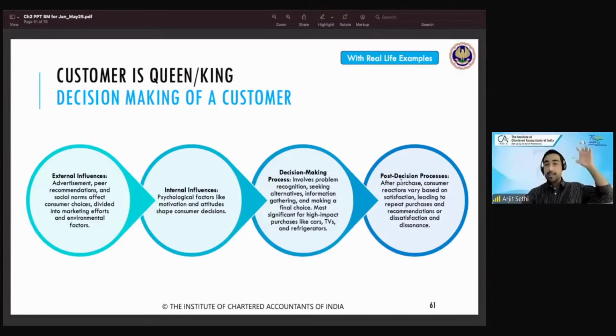You were externally influenced, you were internally influenced. Now you start taking a decision. Your decision involves problem recognition, seeking alternatives, information gathering. You have gathered information. You have made up your mind. The psychological thing is working for you, right? It's working in your mind. It's telling you to buy, not to buy this, that.